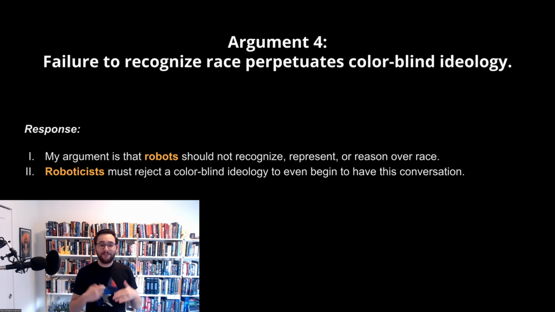Finally, you could argue that failure to recognize race perpetuates a colorblind ideology. And I would say that my argument here is that robots should not recognize, represent, or reason over race, but roboticists must reject a colorblind ideology, and in fact need to do so in order to even begin to have this conversation. Finally, I will point out that none of these counter-arguments change the risks of our robots being used as racialized surveillance tools by law enforcement.